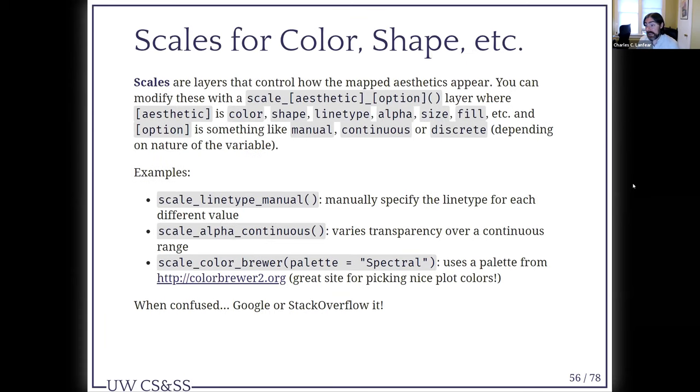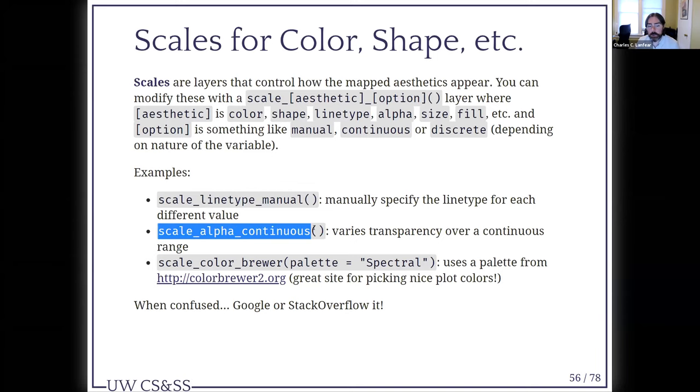You can also modify scale. So I showed you the scales with scale_y_log10, but every mapped aesthetic in ggplot has some corresponding scales. They have a common syntax like scale, the aesthetic you want to use, and the option for that thing. Aesthetics are things like color, shape, line type, and the option is something like manually setting it, making a continuous value, or a discrete value. Some examples would be like scale_linetype_manual, would allow you to manually specify the type of line for every line in your plot.